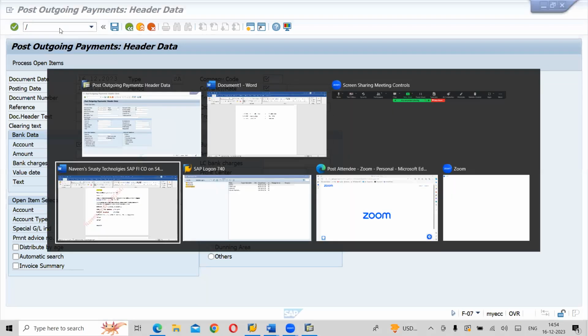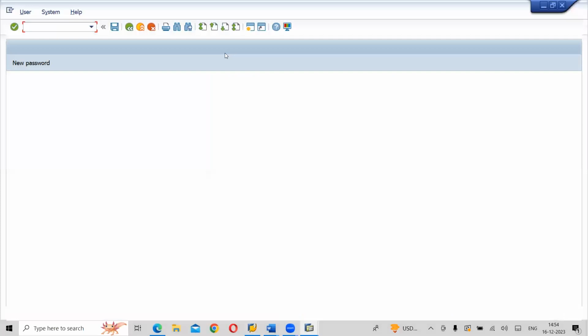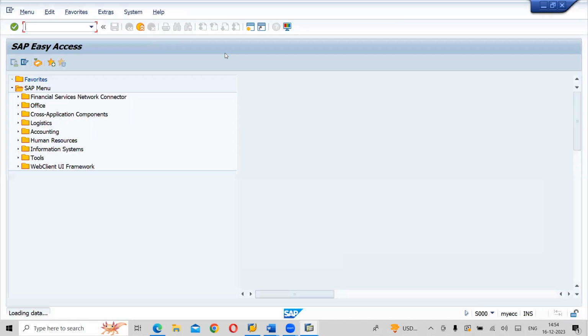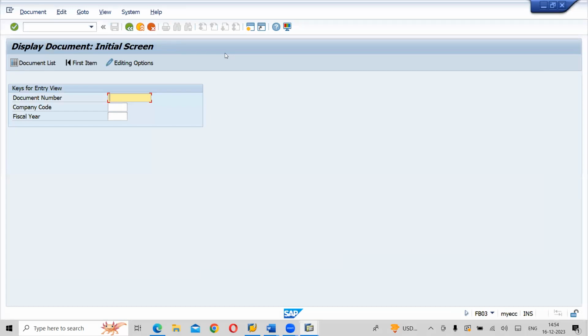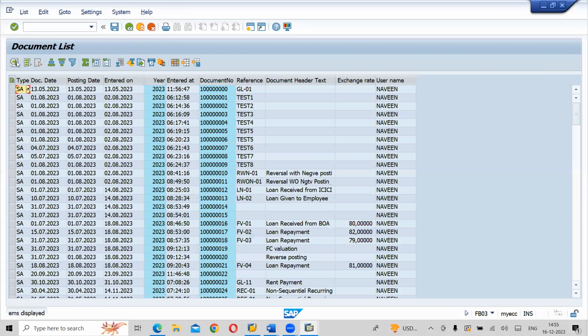I'll show you. One second. For example, if I take FB03, document number, I don't remember, company code QT01, fiscal year 2023. I'll take one document. See here, there are a number of documents, test 1, test 2.